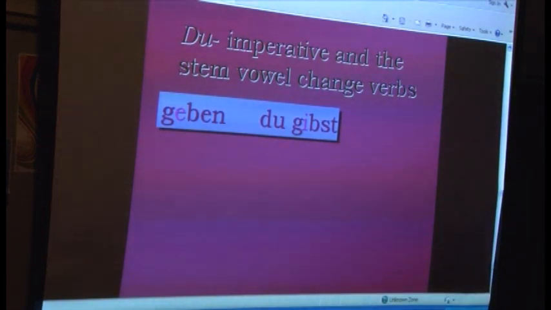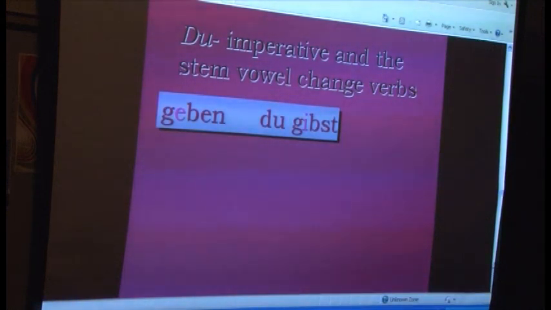Let's go back to the du imperative. You're talking to one person, informal, and if the verb has a stem vowel change from A to I, geben, du gibst, another one is essen, du isst, all of those verbs, remember, from back in chapter 3? If it has one of those vowel changes that goes from A to I, then you have to use that vowel change for the du imperative. Gib mir, na?